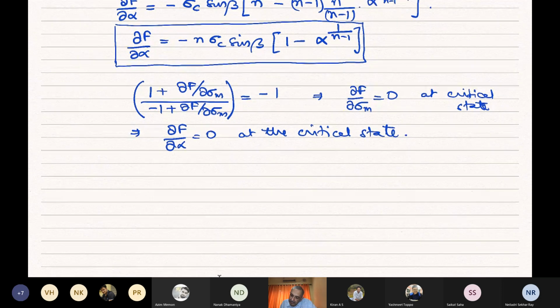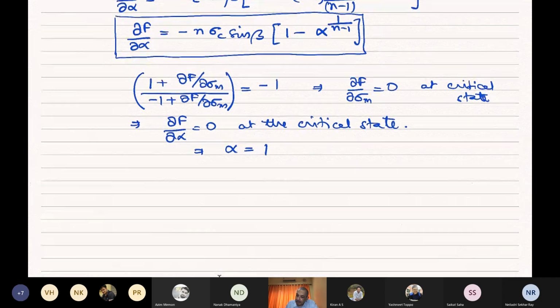And when is this equal to 0? So this implies that alpha is equal to 1. From here we can clearly see, so you get a very nice simple result that alpha is equal to 1 at the critical state.